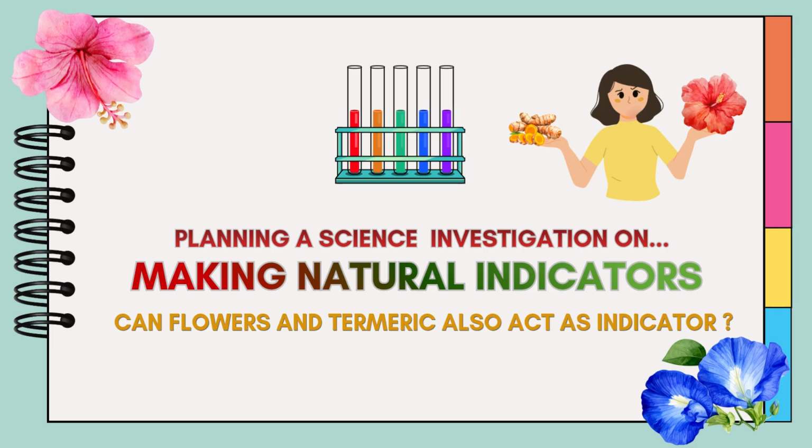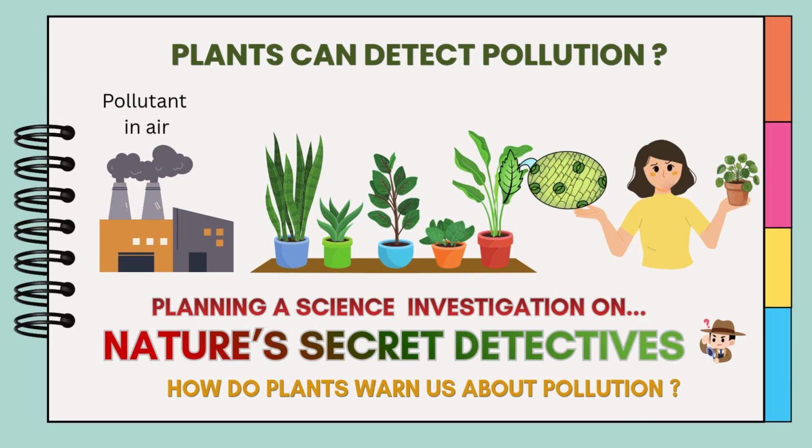In our previous episode, we learned about natural indicators like hibiscus and turmeric. Today we will discover another amazing fact about plants. Some plants can actually help scientists to detect pollution in the environment.